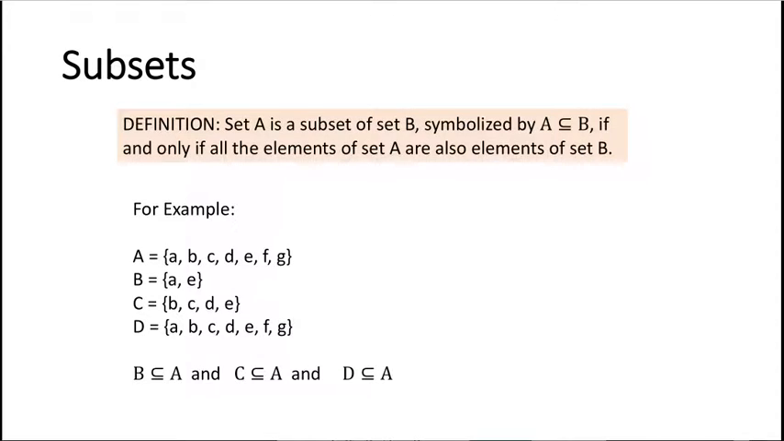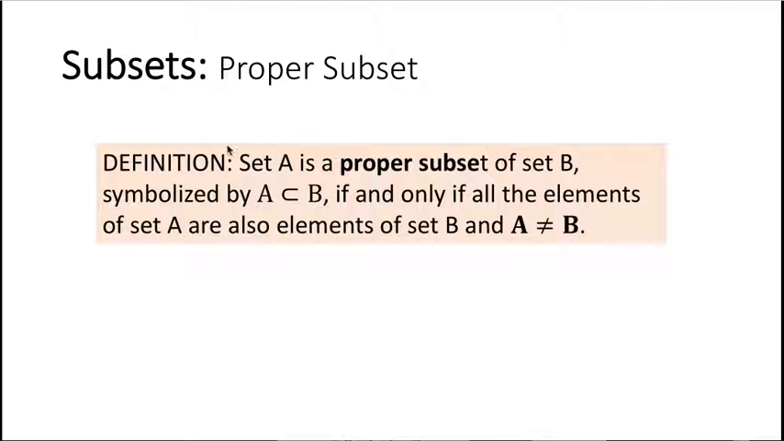So let's look at this next screen. The definition of a proper subset is the same as that definition before, meaning that all of the elements of A are also elements of B, but there's this added restriction that A is not allowed to be equal to B.